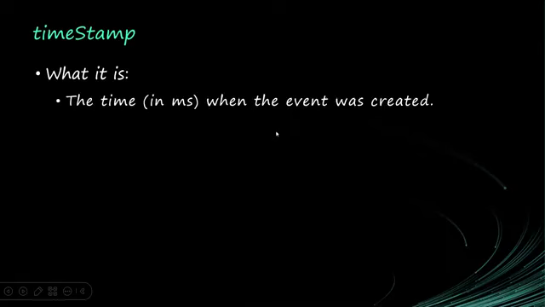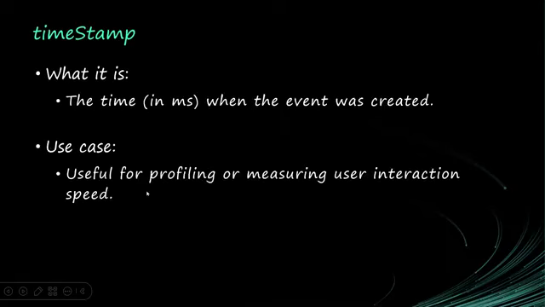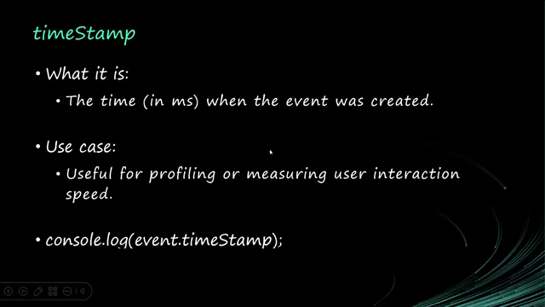So the timestamp would also give you the time in milliseconds when the event was created. What's the use case? It is used for profiling or measuring the user interaction speed. So basically, you use this one to know how fast the user is really interacting with your application. But this is somewhat advanced. It's used in profiling. But you can actually know that there is a timestamp property on the event. So isTrusted would either give you true or false, depending on whether this event was trusted.